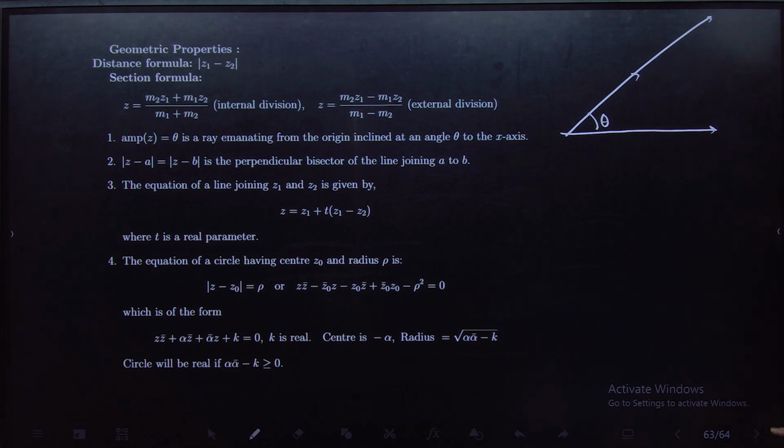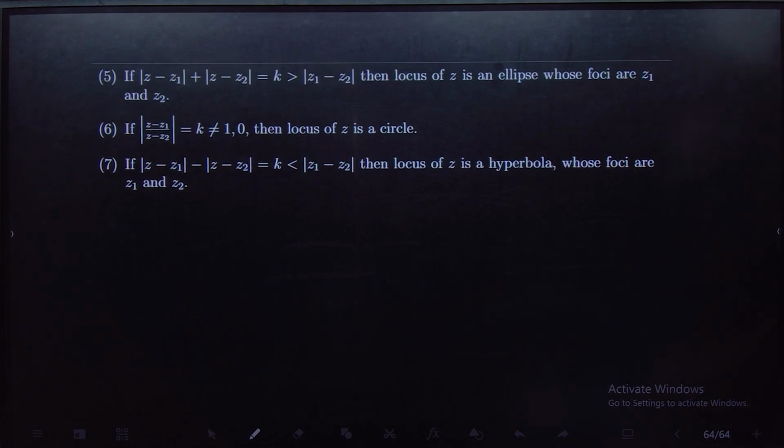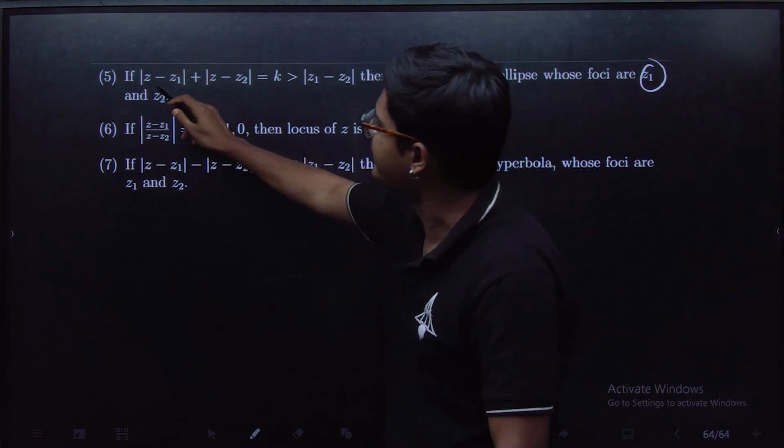Fine? Cool. The fifth one, if mod of z minus z1 plus mod of z minus z2 is equal to some constant k which is greater than mod of z1 minus z2, then the locus of this complex number z is an ellipse whose foci are these two complex numbers z1 and z2.